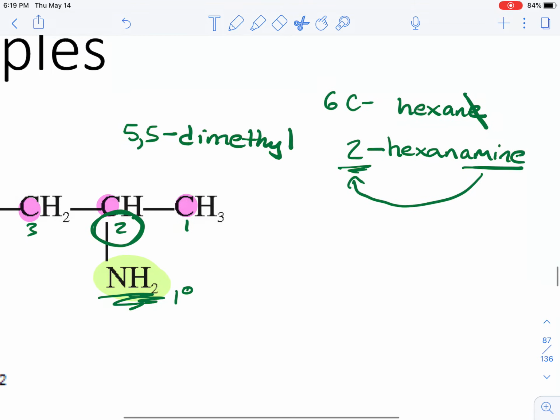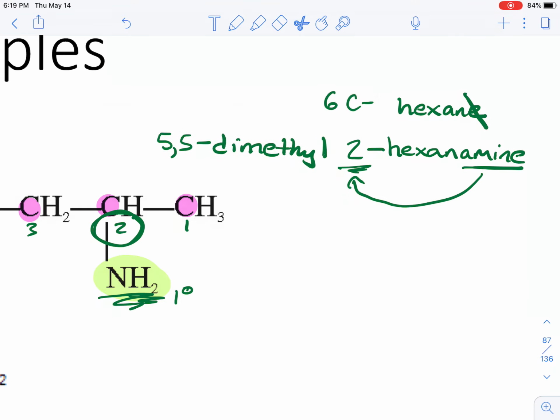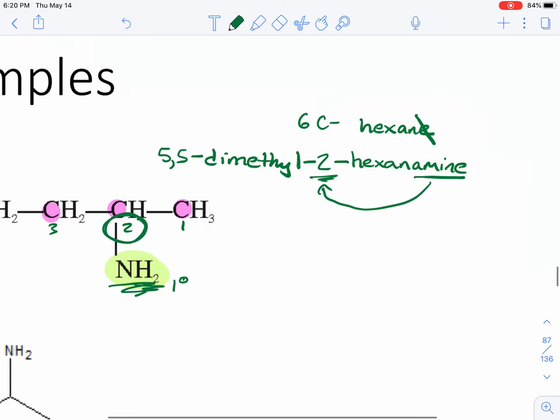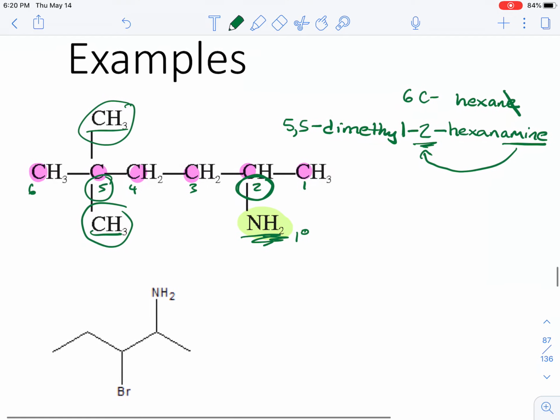And so after that, I'm going to scoot this in just a little bit closer and put a dash between the L and the number 2. Remember, dashes have to be placed between a letter and a number. So my final answer is going to be 5,5-dimethyl-2-hexanamine.